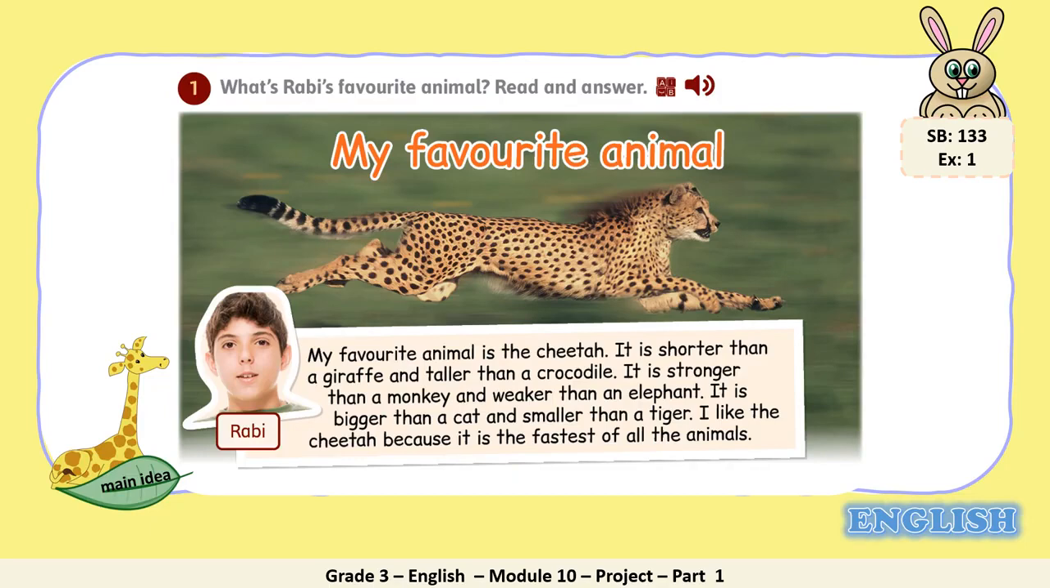My favorite animal. My favorite animal is the cheetah. It is shorter than a giraffe and taller than a crocodile. It is stronger than a monkey and weaker than an elephant. It is bigger than a cat and smaller than a tiger. I like the cheetah because it is the fastest of all the animals.